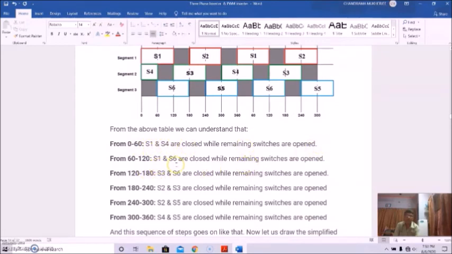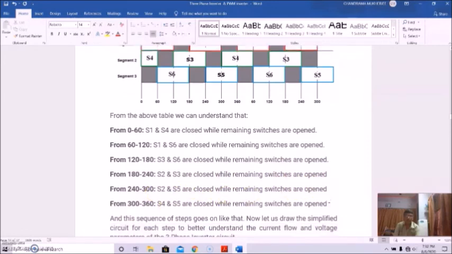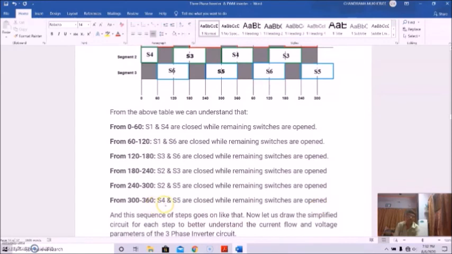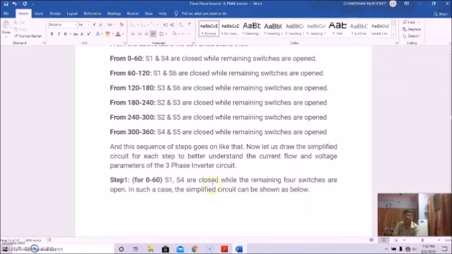For 60 to 120, S1, S6 are closed, remaining are open. For 120 to 180, S3, S6 are closed, while the remaining switches are open. For 180 to 240, S2, S3 are closed, while the remaining switches are open. From 240 to 300, S2, S5 are closed, and from 300 to 360, S4 and S5 are closed, while the remaining switches are open. This sequence of steps goes on like that.